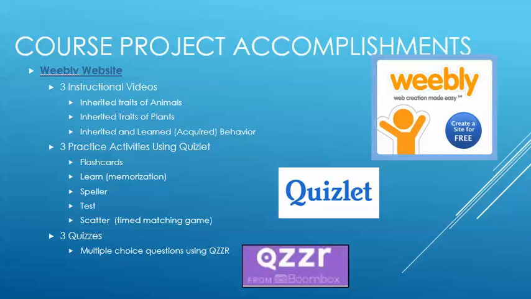Some of the course project accomplishments are the creation of, first of all, the Weebly website. The Weebly website is composed of 3 components. First off, 3 instructional videos, which are as follows: inherited traits of animals, inherited traits of plants, inherited and learned behavior. The second component are the 3 practice activities that follow those instructional videos using Quizlet.